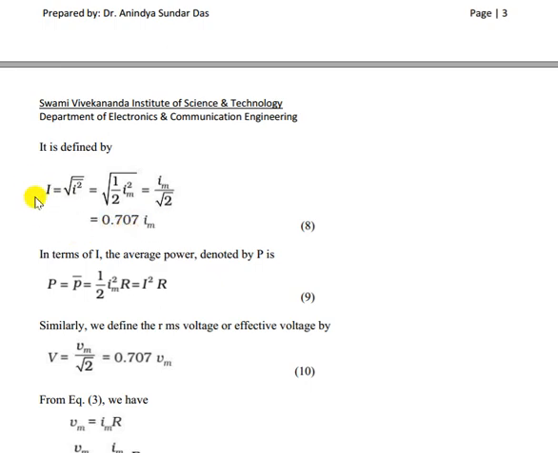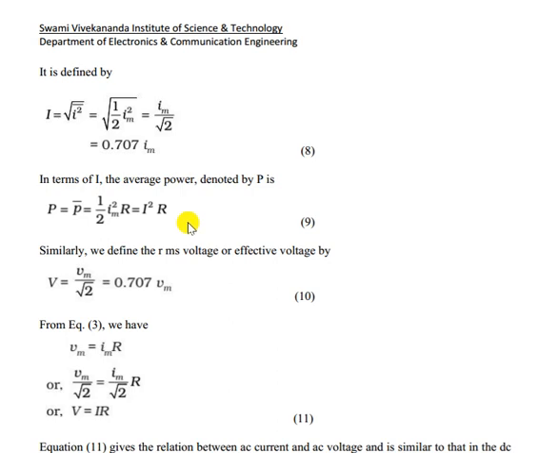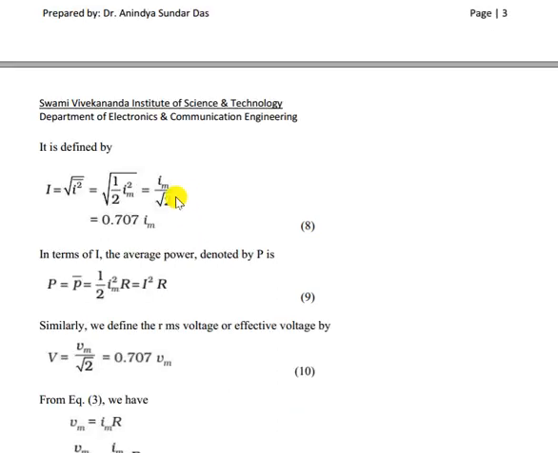That means I equal to Im by root 2, where Im is the maximum value, and this I is the RMS value, or I equal to 0.707 Im. 1 by root 2 is 0.707. So the maximum is nothing but the root mean square value into root 2, or divided by 0.707. So always remember that IRMS value or VRMS value equals Vm by root 2 or Im by root 2.